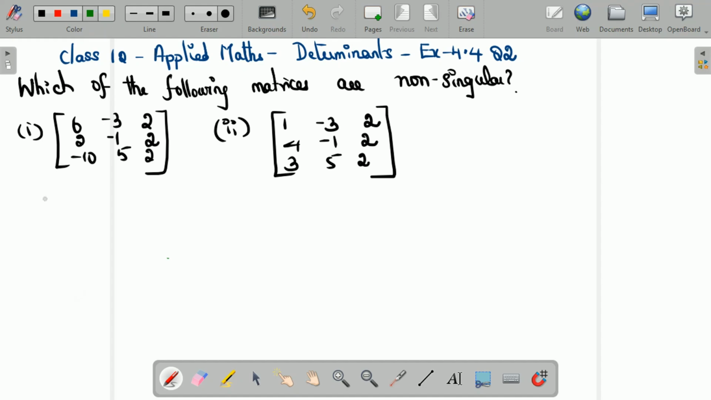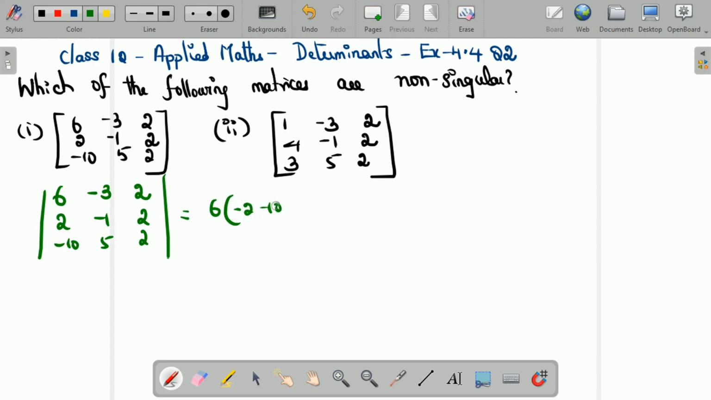So let's start with the first one. So the determinant form, we will write it. So this is 6, minus 3, 2; 2, minus 1, 2; minus 10, 5 and 2. Now let's evaluate. So this is 6 into minus 2 minus 10. Minus of minus 3 is plus 3.